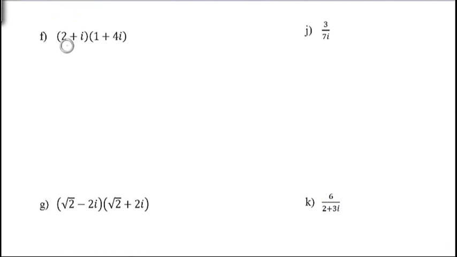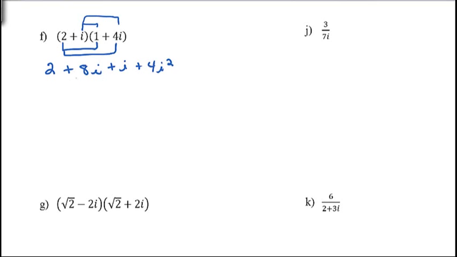In our next example, the quantity 2 plus i times the quantity 1 plus 4i. So again, we're treating i just like it was a variable, and if i were a variable, we would do FOIL here, so we're going to do that. 2 times 1 gives us 2, and 2 times 4i gives us plus 8i. And i times 1 is plus i, and then i times 4i is plus 4i squared.